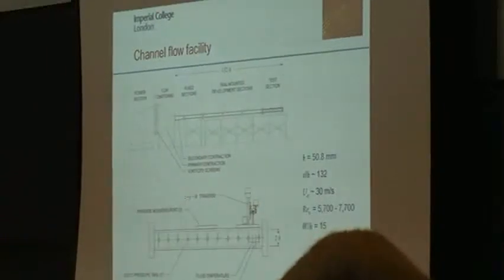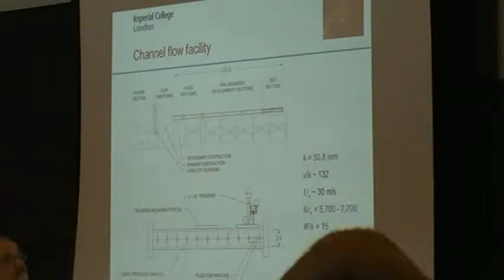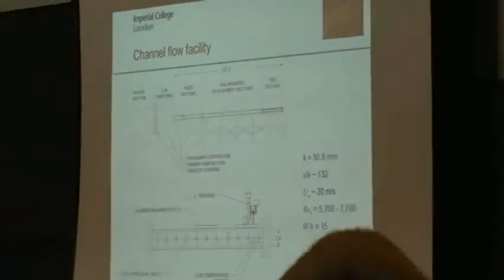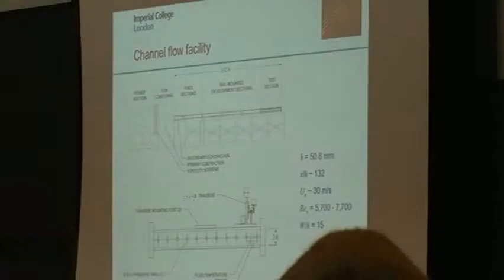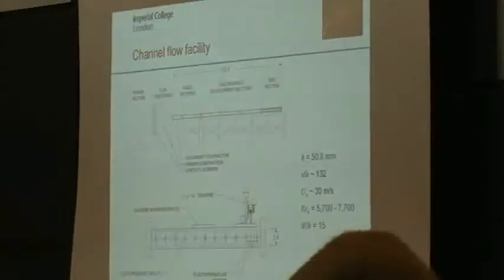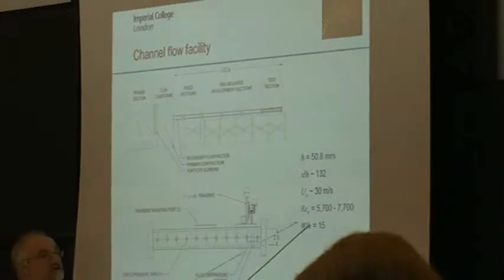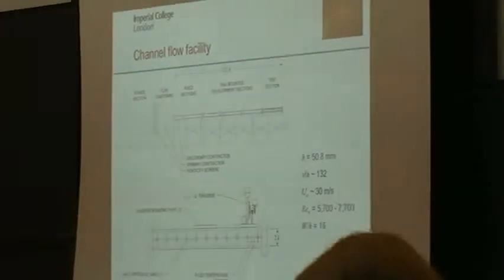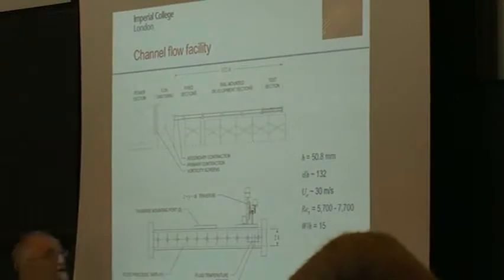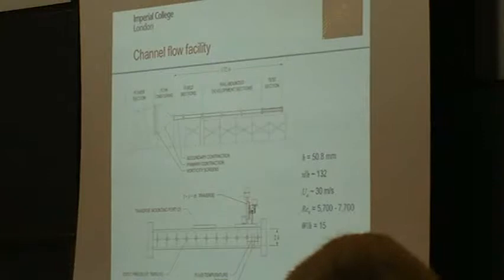So this is a channel. H is the half height. We're doing measurements at about 128 half heights. It's fully developed for the rough cases. And the Re_tau is in excess of 5,500 and goes up to as much as 7,500. The aspect ratio here is 15, and we get the skin friction from the linear pressure drop. And our estimate on the error in U_tau is roughly 3%.